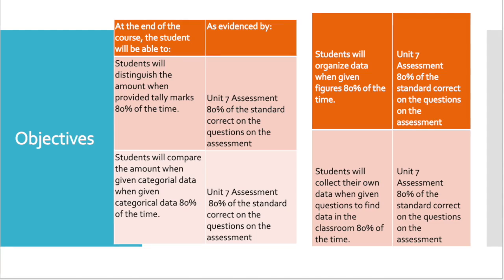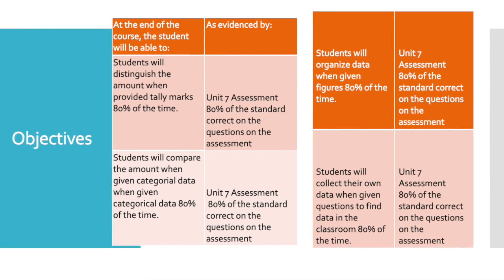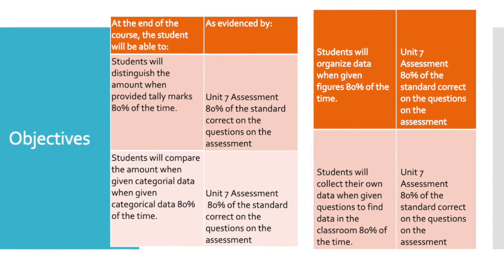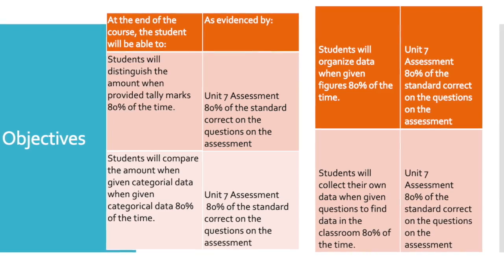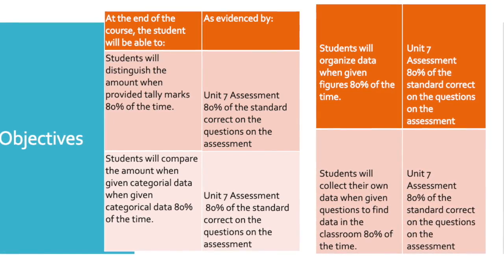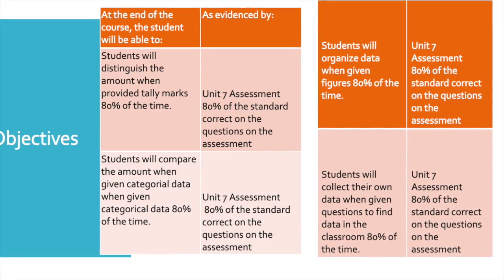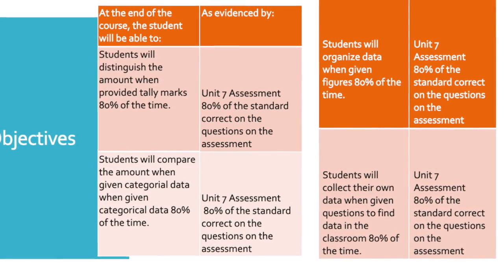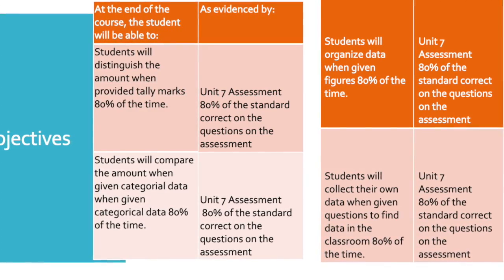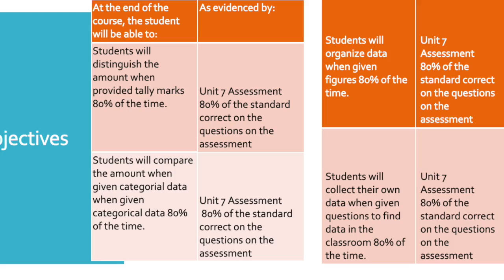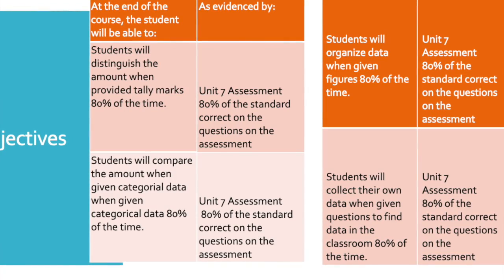Now, the objectives for this unit that I was working on is about the categorical data, and students will be able to distinguish the amount provided for tally marks 80% of the time, and that is by the Unit 7 assessment. Students are going to be able to compare categorical data, and that's for the Unit 7 assessment as well. Students will organize their data when given figures 80% of the time, and students are going to be able to collect their own data, and that's the Unit 7 assessment. It's also going to be used by their performance assessment that we do at the end.